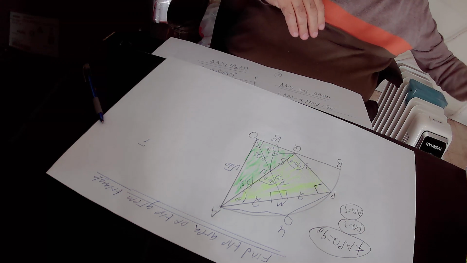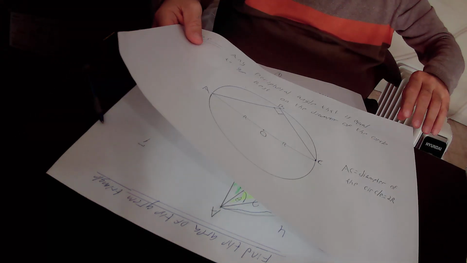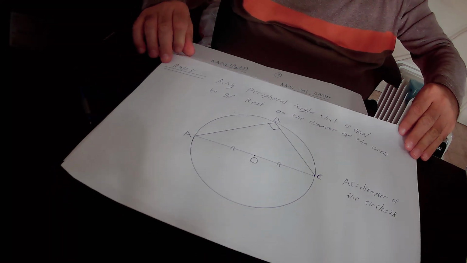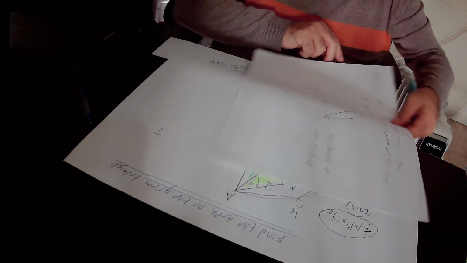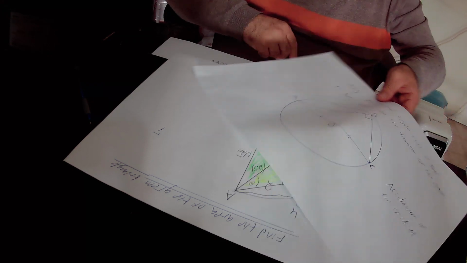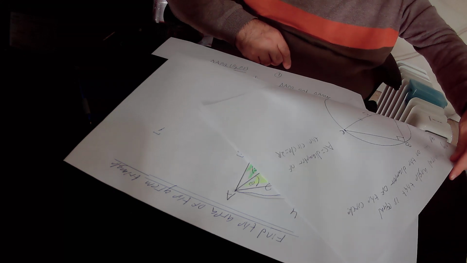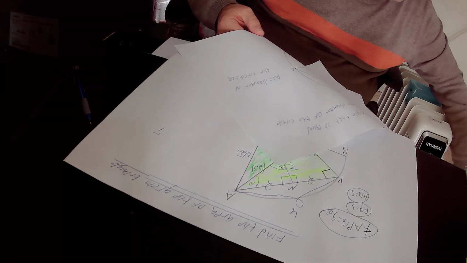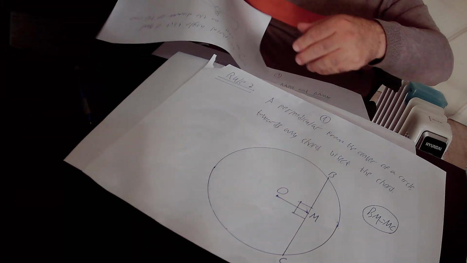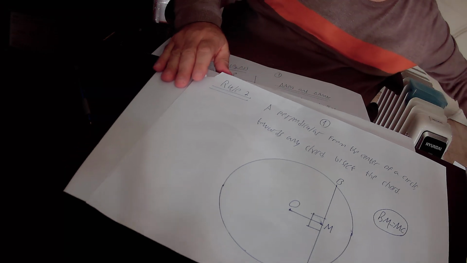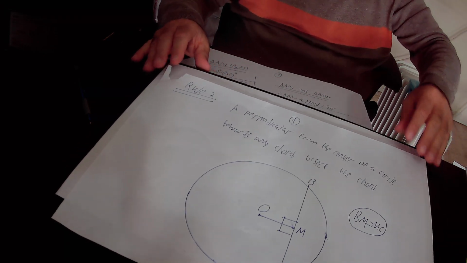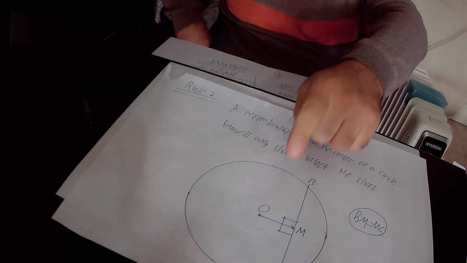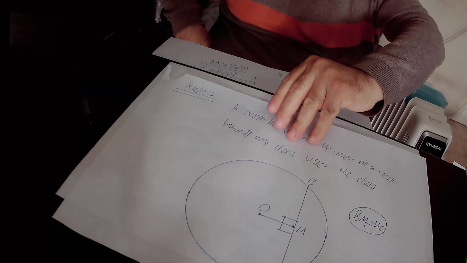Repeat again on rule number 2. Any perpendicular from the center of a circle towards any chord bisects the chord. The center of the circle is here at point O.